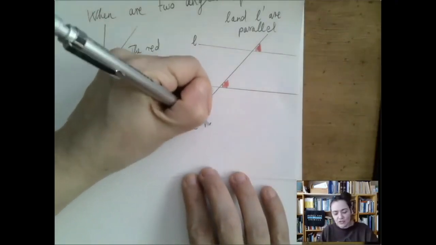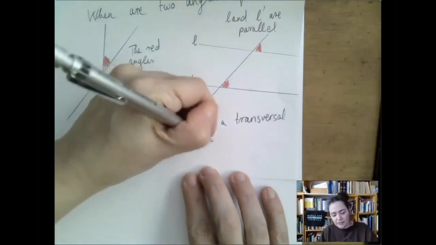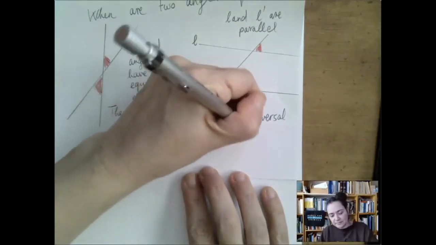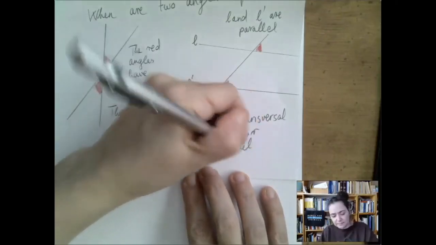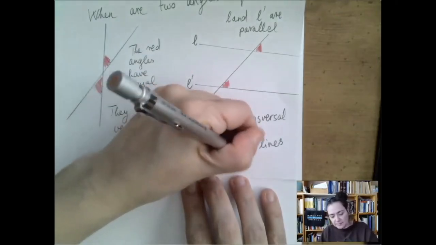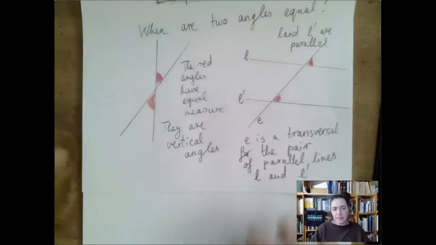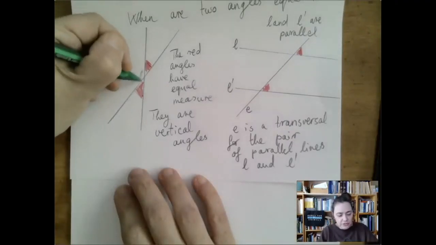So E is a transversal for the pair of parallel lines L and L prime. And I forgot to mention that these other 2 angles are also equal to each other.